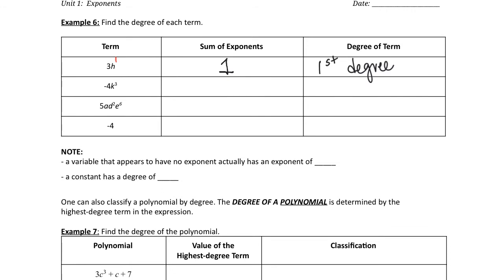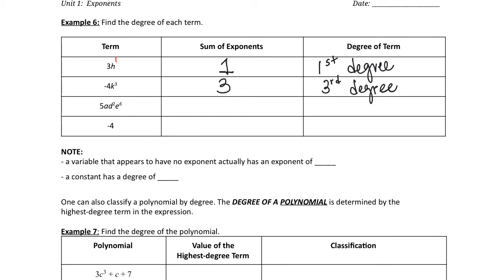Okay, let's compare that to the next one. In our next example, our term is negative 4k to the power of 3, or k cubed. Again, we want to look at the exponent that we see, which is 3. So I'm going to put that in my box here. I don't have anything to add with it, so all I can write is 3. So this would be a third degree term.